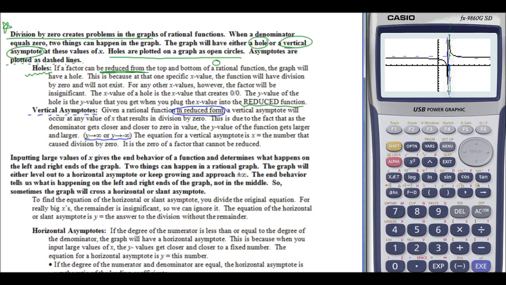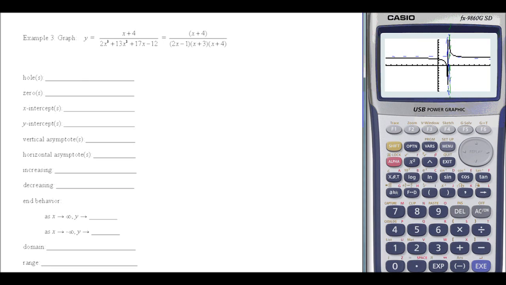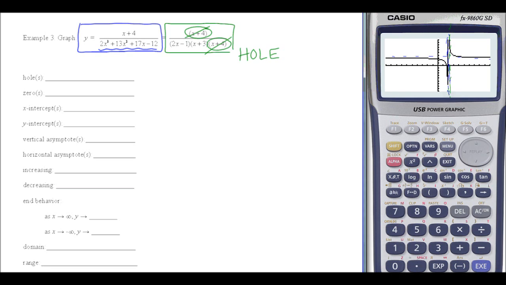If we go to example 3, I've given you an equation here. This is written out in standard form, where all this on the bottom is multiplied out, and that's ugly. I want to look at it in factored form, so I went ahead and gave it to you in factored form as well, so that we can see what happens. Now I've got one factor on the top and 3 factors on the bottom. But you notice I've got this x plus 4 on the top and bottom. That's the same. That factor can be reduced out of the top and bottom. That's what creates a hole, when I can reduce a factor out of the top and the bottom. The hole is where the x plus 4 factor equals 0. I would subtract 4 from both sides, and the hole is going to be at x equals negative 4.